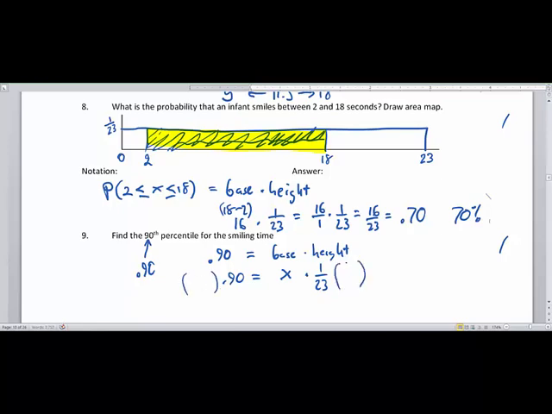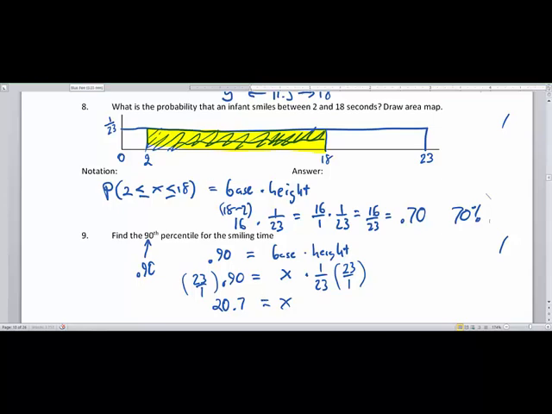Another way we could do it is multiply by the reciprocal, something you learned in your basic algebra classes, and we could multiply by 23 over 1. Because 1/23rd times 23 over 1 is 23 over 23, which is just 1, and 1 times x is x. 23 times 0.90 is going to give us an answer of 20.7. So our x is going to be 20.7 units long.